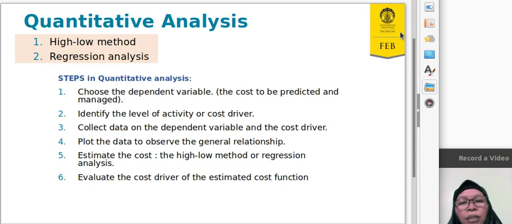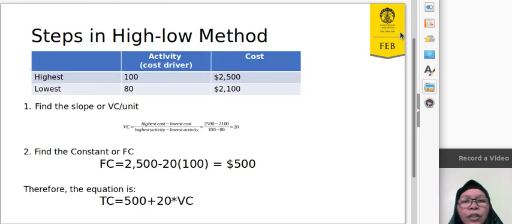The second one is to find the activity or the cost driver, and then we have to collect data: the data of the cost driver and the data of the dependent variable. Then we plot the data to see the relationship, and then we estimate the costs. The first method is the high-low method.